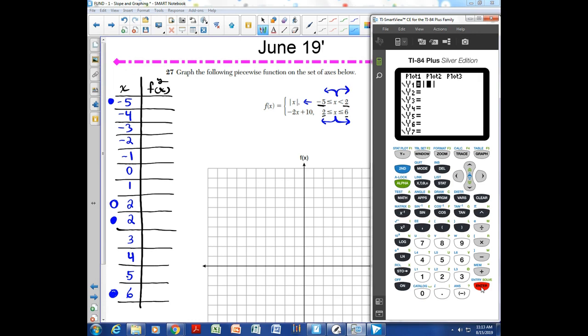So I hit enter. And as you can see, those 2 bars opened up, and I'm just going to put an X in there. And then I'm going to hit the right button to get out. So I just want to see what that looks like. So I'm going to go second graph.